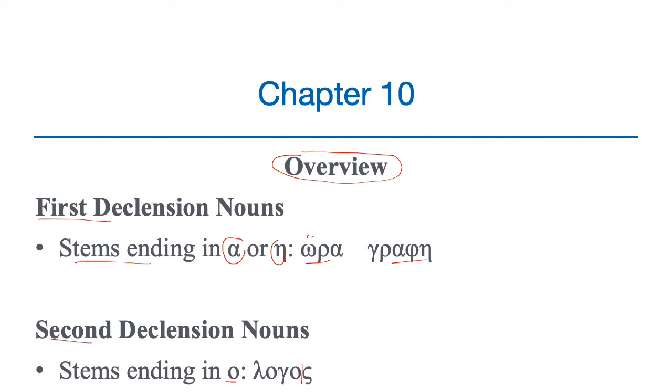To begin, I want to just have an overview of this. Look at what has gone on before. We have studied first declension nouns. First declension nouns end in alpha or eta, like hora and graphe, and these are feminine nouns. Second declension nouns are nouns with stems ending in omicron, as in logos, and those are masculine or neuter nouns. Just a reminder of what you already know.